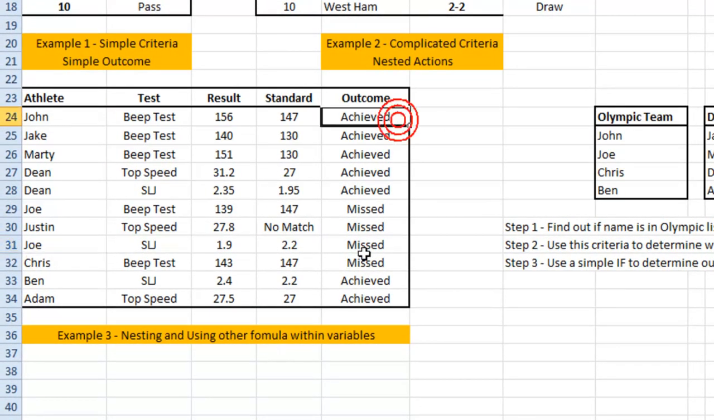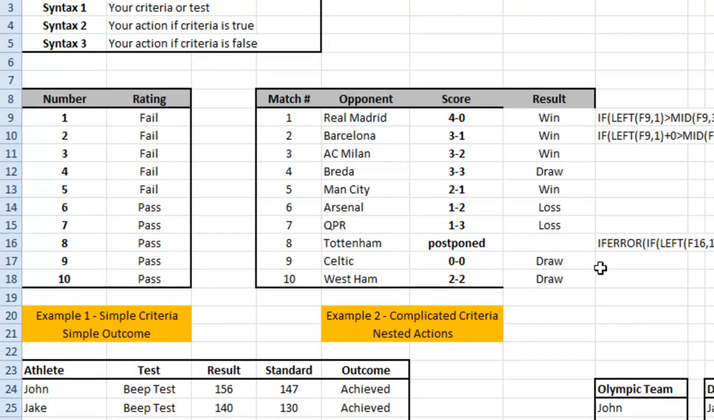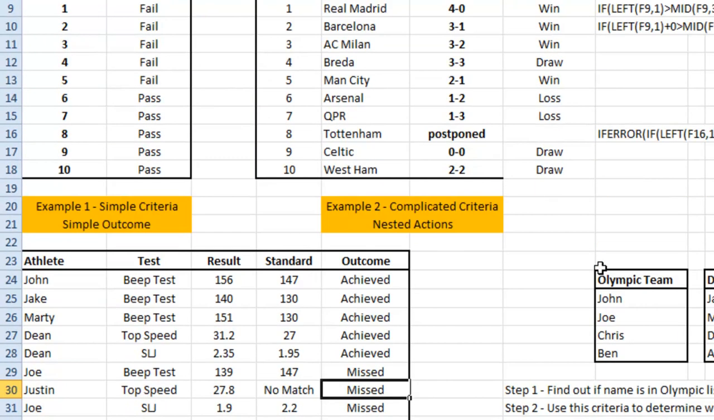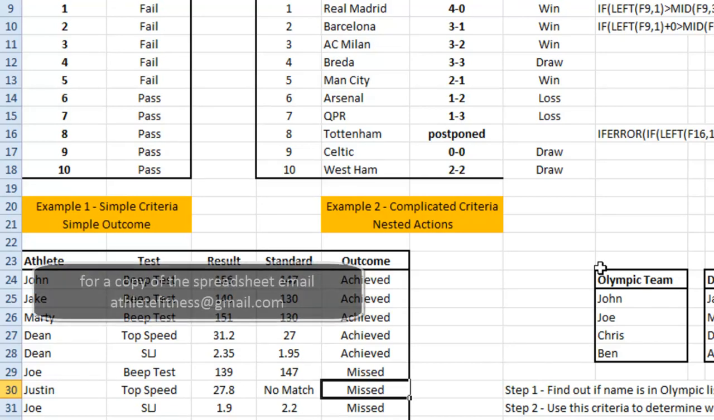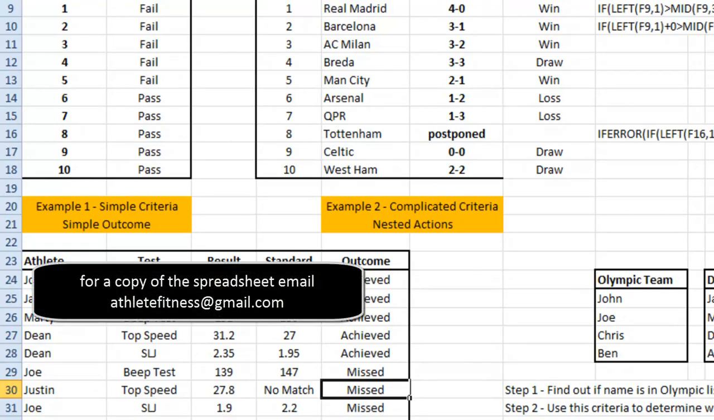Now we could edit this outcome equation so that this particular one also said no match, for example. But I think you get the point and don't need me to go through that. So there we go. If equations. If you can get your head around them, it'll solve a lot of your problems. Nesting if equations in particular, by putting another if equation or another function inside it, really starts getting you into some good ground. So give it a try.